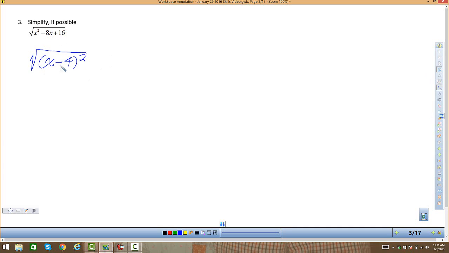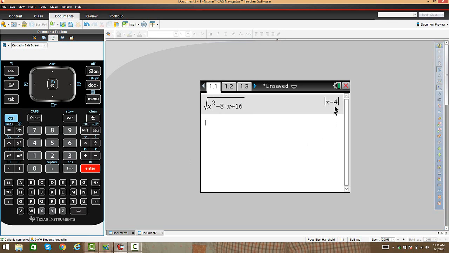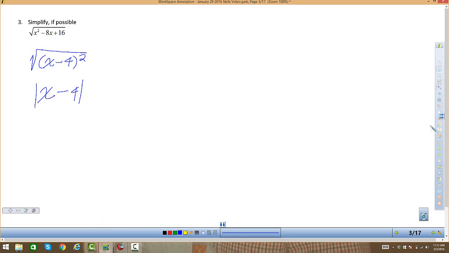Now, the square root of x minus 4 squared, a lot of people would say x minus 4, but it's actually the absolute value of x minus 4. We'll look at the Inspire CAS calculator here, and I have the same expression. And it does indeed give me absolute value of x minus 4.